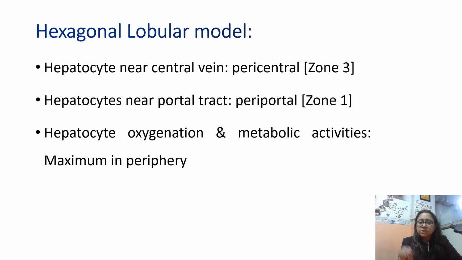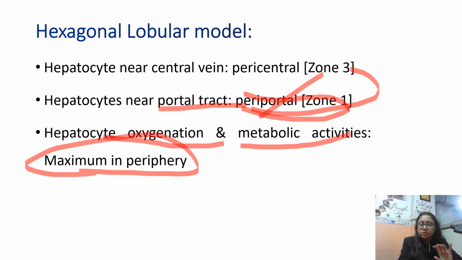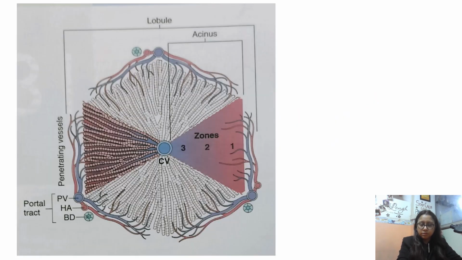The hepatocytes near the central vein come under the central zone, the pericentral zone, that is zone 3. The hepatocytes near the portal tract are zone 1, known as periportal hepatocytes. Hepatocyte oxygenation and hepatocyte metabolic activities are maximum in the periphery, that is near the periportal zone 1. This picture is taken from Robbins.